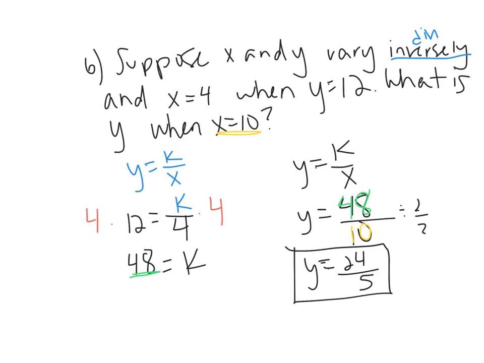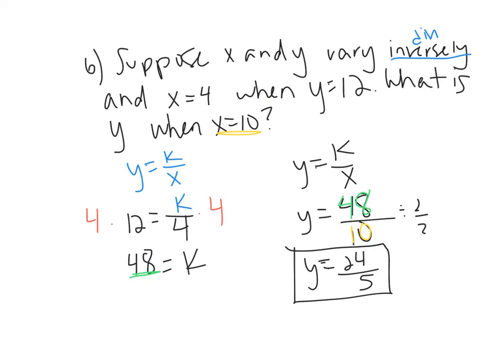So use the wording in the sentences here. Inversely means divide. Start with your basic variation: if it varies inversely, that means y equals k over x. Plug in what you know, your x and your y, to find that constant that never changes. And because it's a constant, every time you're going to be plugging in 48 for that k value. So here y equals 24 over 5.